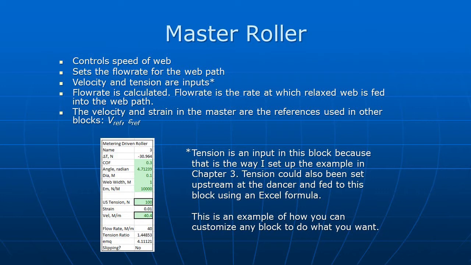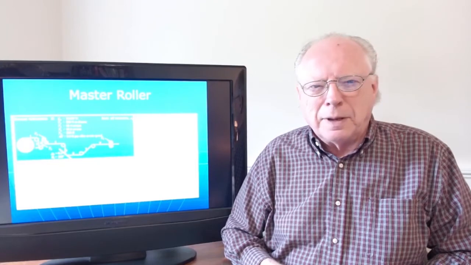Flow rate is calculated in this block, and it's the rate at which relaxed web enters the web path and is fed down to other driven rollers in the web path. The velocity and strain in the master are the references that are used in the calculation of other blocks, and we'll talk about those. The master roller is the fourth block in the module.